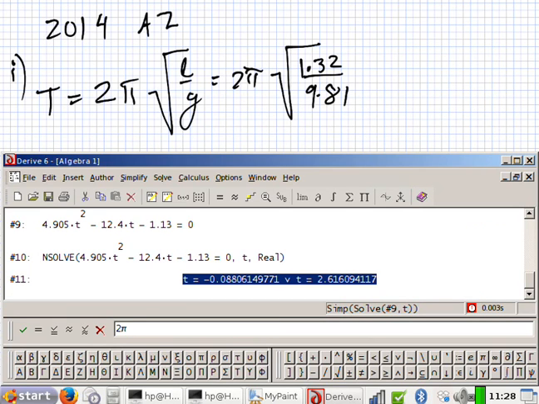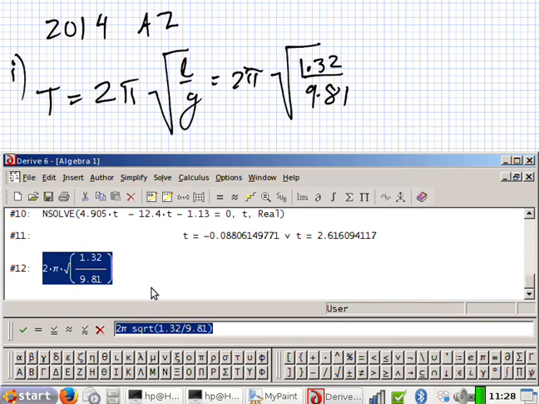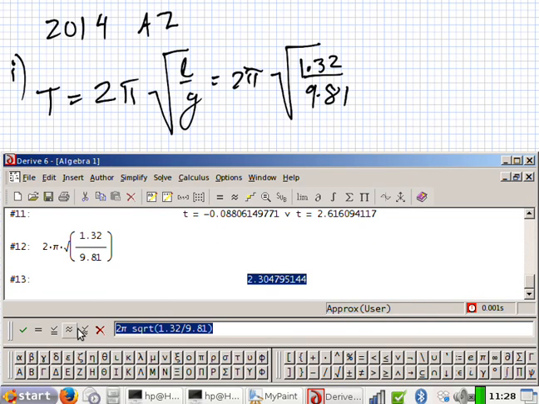2 pi square root 1.32 over 9.81, and that is 2.30 seconds.